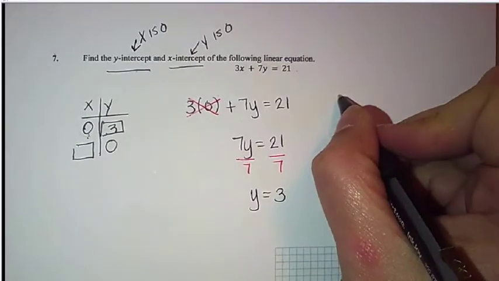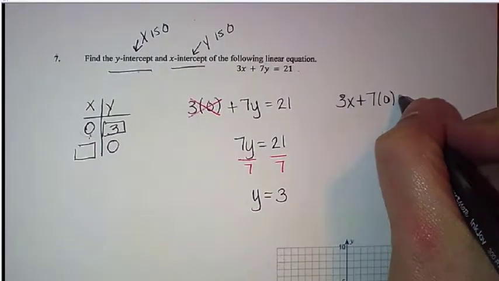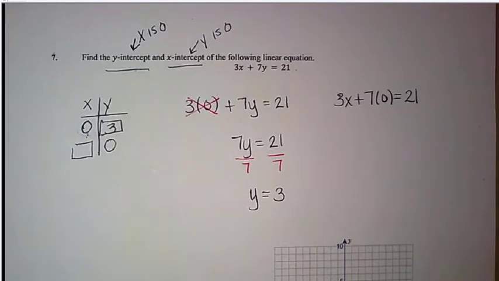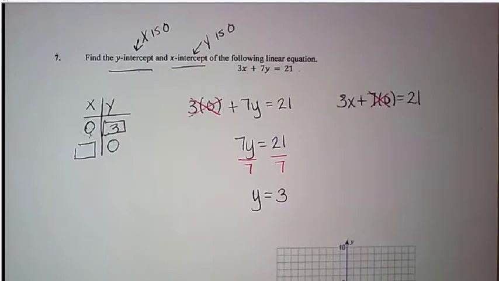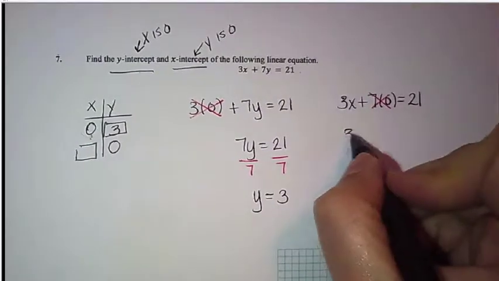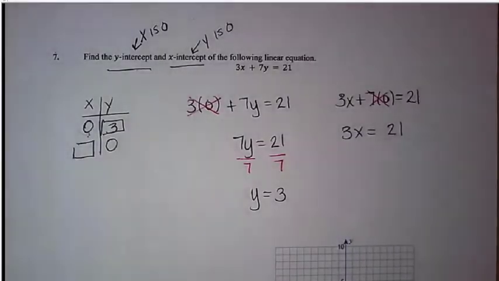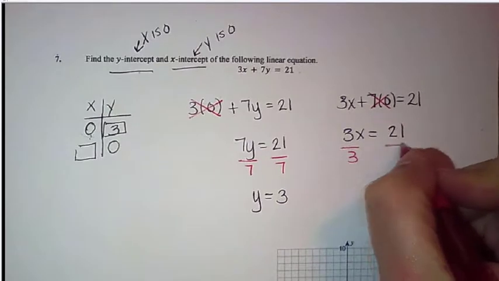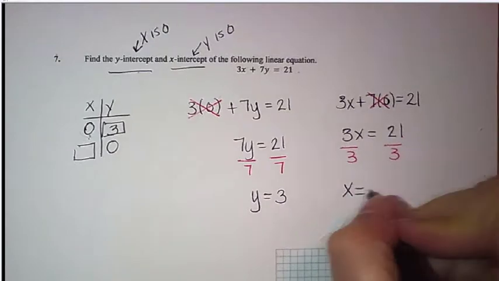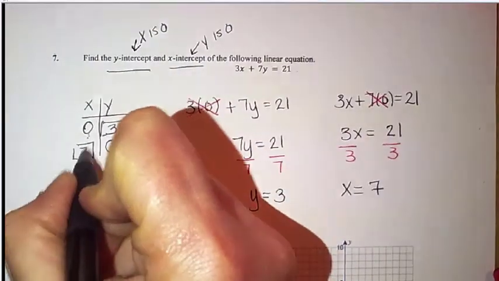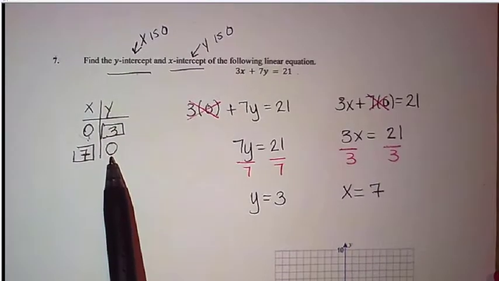So we're going to do 3x plus 7 times 0 equals 21. Again, 7 times 0, that's just 0, so we can cross that out. And we have 3x equals 21. And then we're going to divide both sides by 3, again solving for x and getting x by itself. And we end up that x is equal to 7. So for our second point, or our x-intercept, we have x equal to 7, while y is 0.